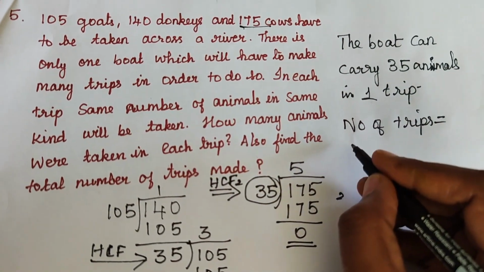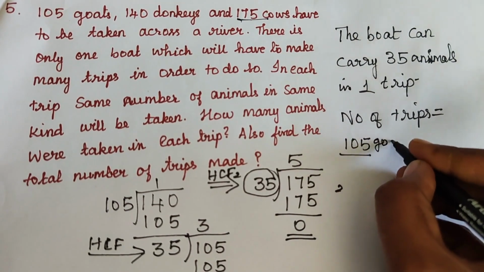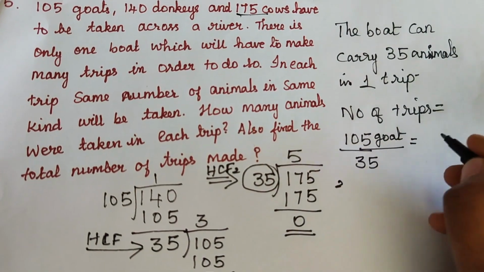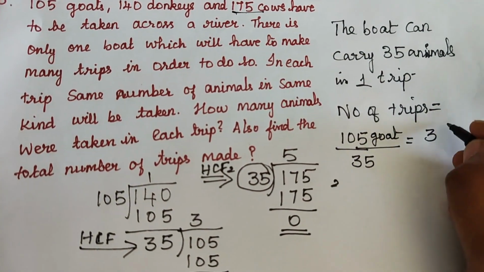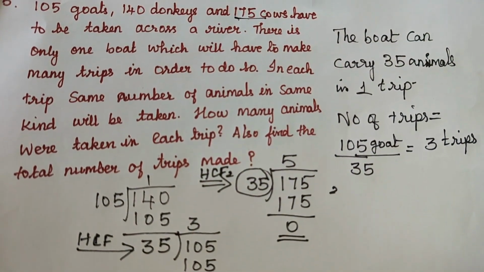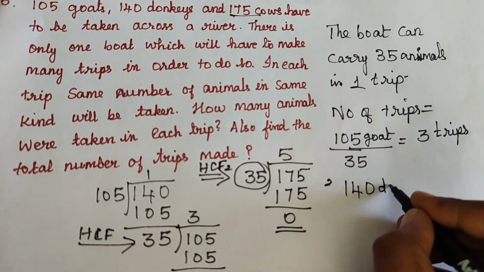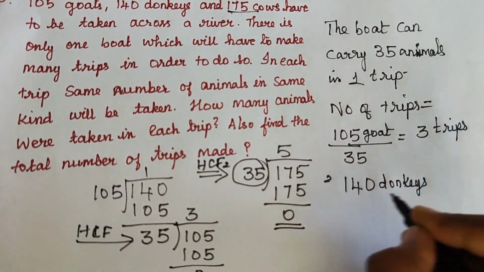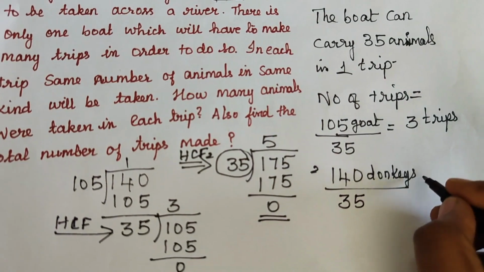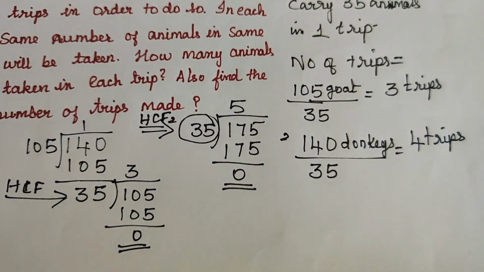Number of trips. To carry goats, first, total number of goats, 105 goats, divided by, in one trip, 35 goats. So 105 divided by 35, 3 trips. So the boat makes 3 trips to take goats. And how many donkeys are there? 140 donkeys. So how many trips will be made to take the donkeys? 140 divided by 35. 4 trips will be made to take the donkeys.